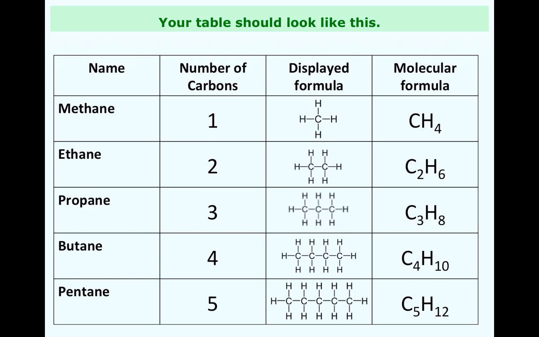Great, so your table should look like this. Every time you move down a row, the number of carbons is increasing. And you need to make sure you have the correct molecular formula and displayed formula. Now, if you've tried the challenge and had a go at pentane, you should have 5 carbons. And you use the prefix pent for things like a pentagram or a pentagon, meaning something with 5 sides. And so pent is the prefix for 5.